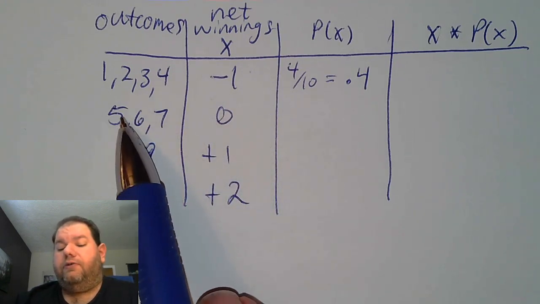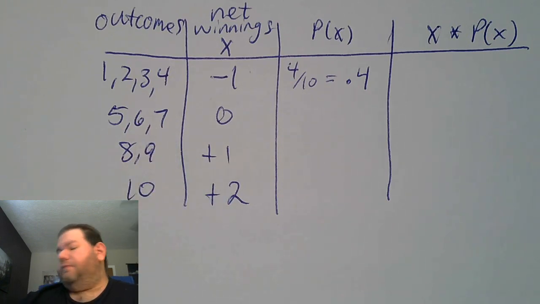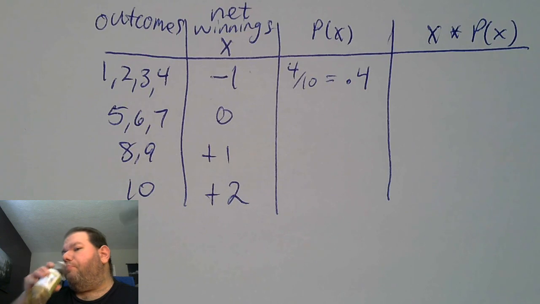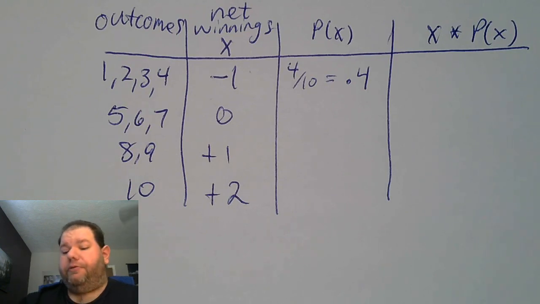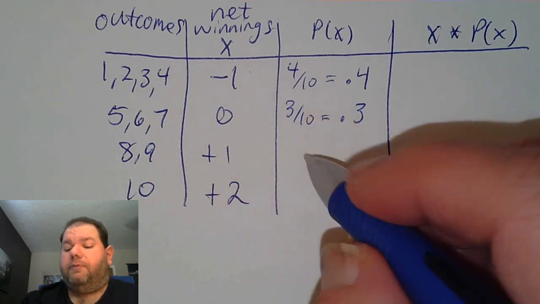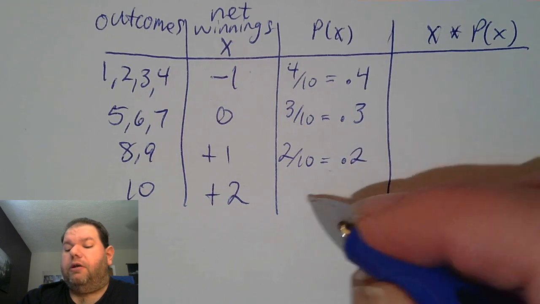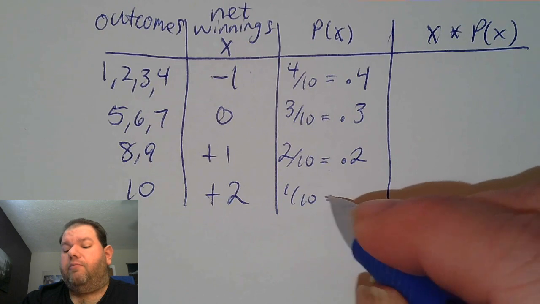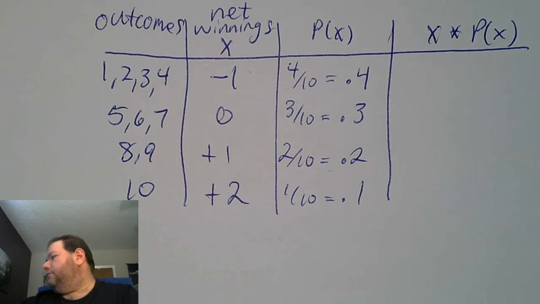How likely are we to choose the 5, 6, or 7? What is our probability for this one? Three out of 10, or 0.3, good. And we can keep going with that same. This one has two outcomes, so that's 2 out of 10, which is 0.2. And then finally, 10 is just one option out of 10, so 0.1. Okay.